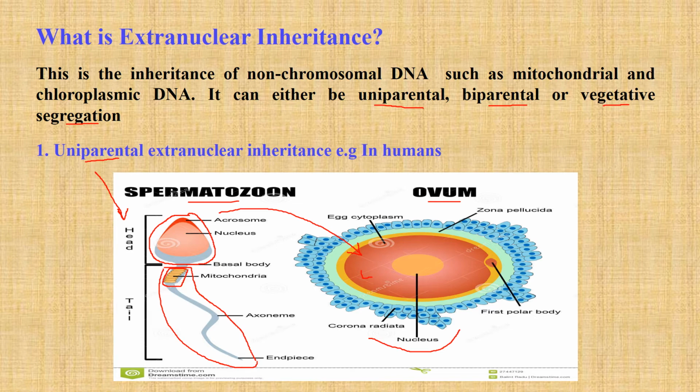So all the mitochondria that are usually found in offsprings in humans, in an individual, is the mitochondria of that person's mother. There is no mitochondria of the father that is usually present in the offspring.